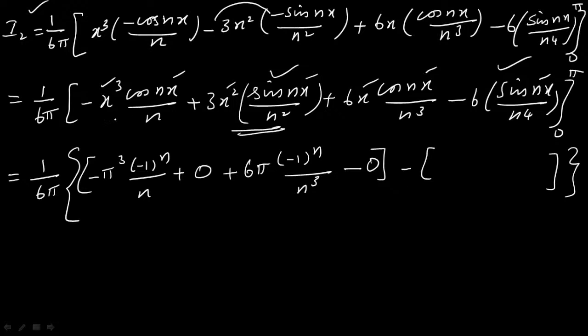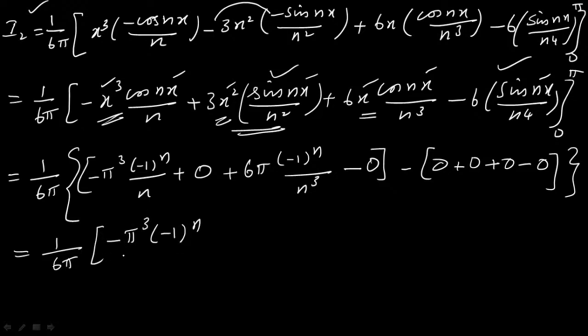Coming to the lower limit, if you replace x by 0, what happens? 0 into anything is 0, first term 0. Coming to the second term, x is in product. If you replace x by 0, second term 0. Coming to the third, that is also x in product. If you replace x by 0, that is 0. Minus, coming to the last term, sin 0. You know the value of sin 0, that is 0. So you have only two terms, that is minus pi cube minus 1 whole power n divided by n, plus 6 pi minus 1 whole power n divided by n cube.